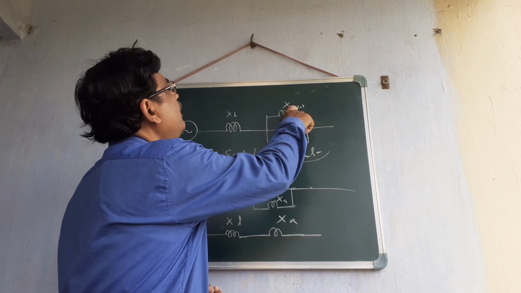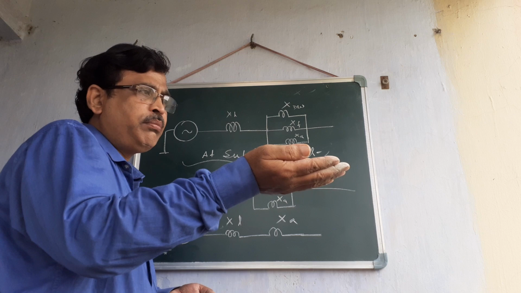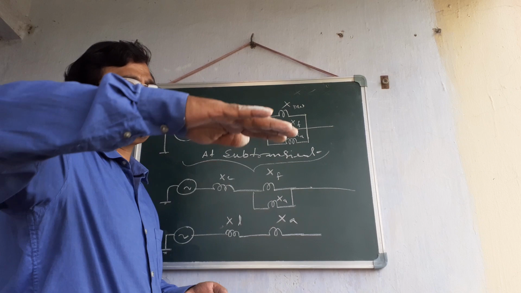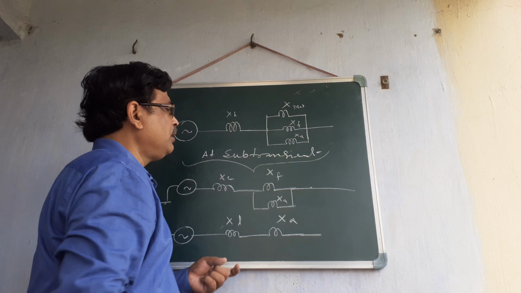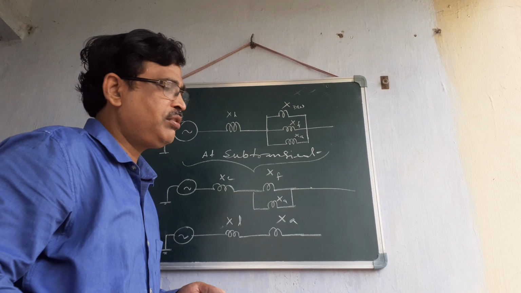And after the oscillation is over, the flux will try to maintain itself. That will take time, about 3 to 4 cycles, and then the flux will again try to maintain. So the damper winding action will be removed, and only these two remain. This is the field winding and this is the field reactance. This is the armature reaction reactance, and this is the damper winding reactance. So first this will vanish, and next this will vanish.